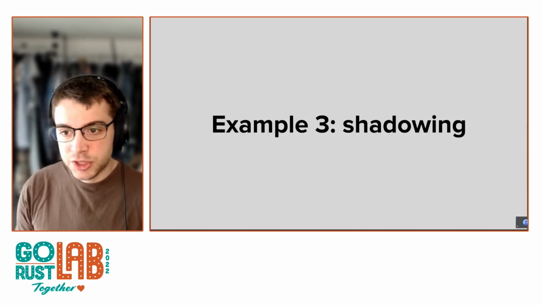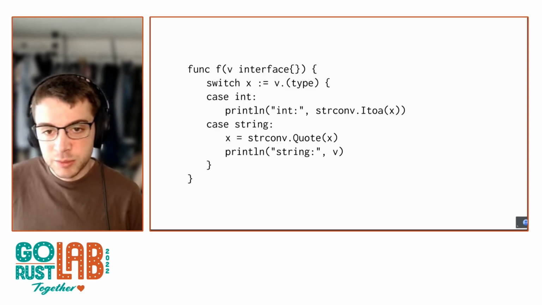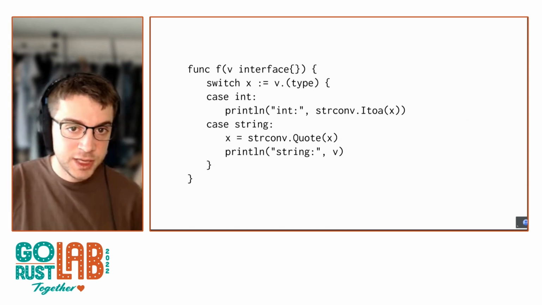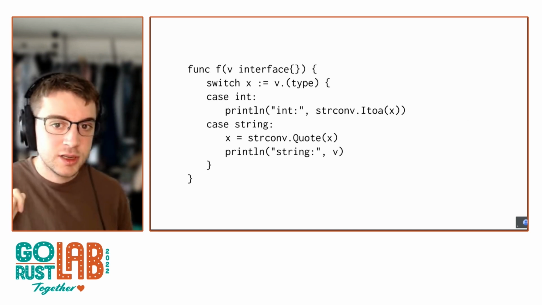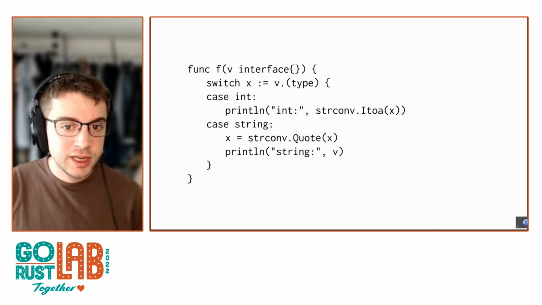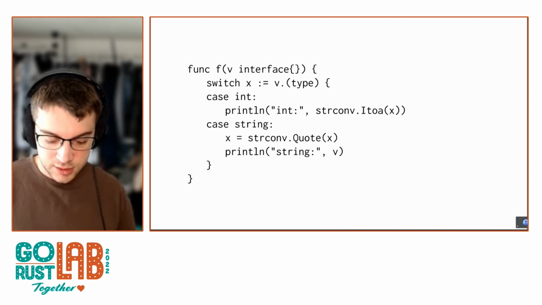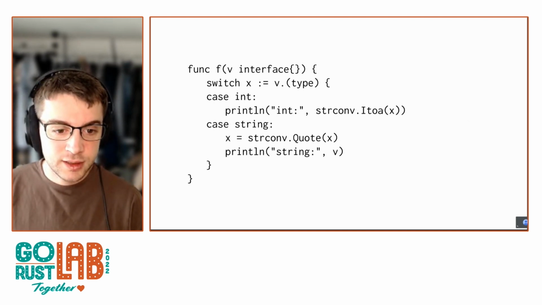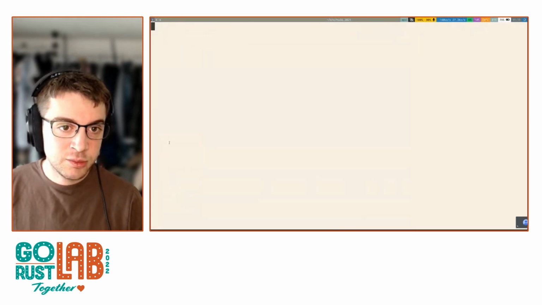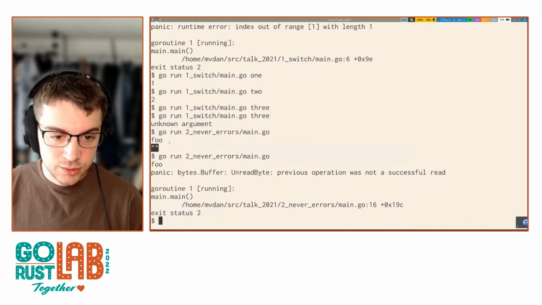So the next example I want to show is shadowing. So shadowing in Go is, for example, let's look at this example. We've got a function that takes an empty interface as a parameter v, and then we do a type switch. So if it's an integer, we want to print that integer converted to a string. And if it's a string, we want to quote that string and then print that string in its quoted form. So that seems fine. Let's go look at the code again. So again, it's the same. It's just that our main function now calls this function with 1, 2, 3, and foo. So let's run it.